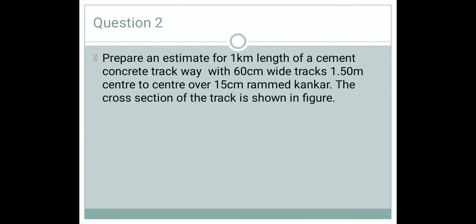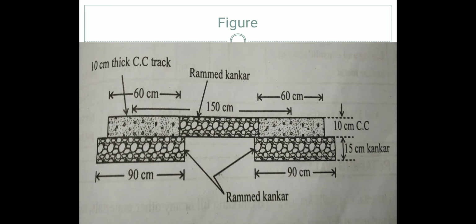So we have done this for flexible pavement. Similarly, we'll also see a problem in rigid pavement. Prepare an estimate for the 1 kilometer length of the cement concrete track with 60 centimeter wide tracks of 1.50 meter center to center over 15 centimeter rammed concrete. The figure is shown. 10 centimeter thick rammed concrete, 50 centimeter, 150 centimeter, 90 centimeter on either sides.